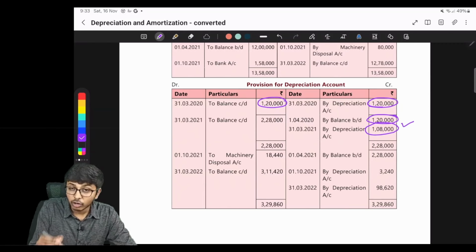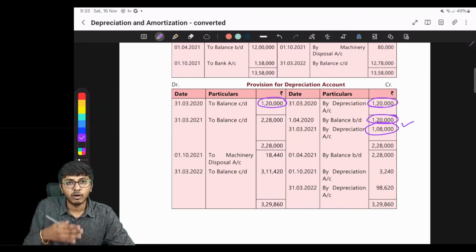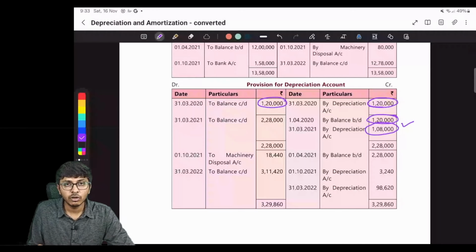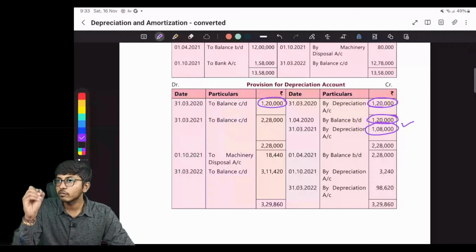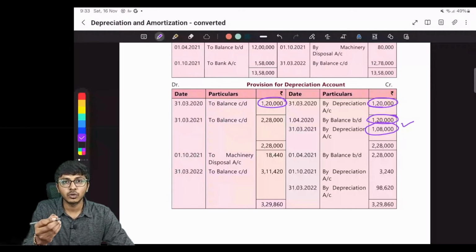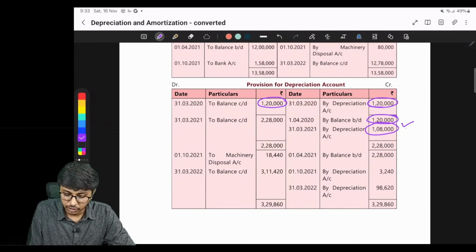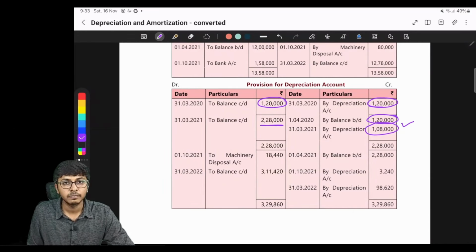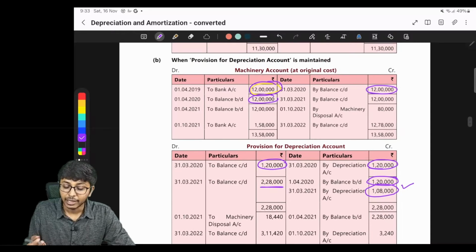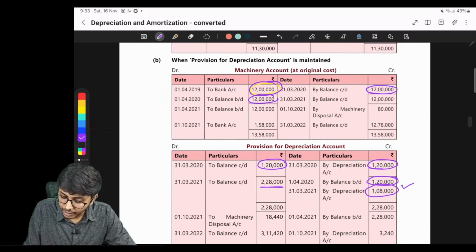All this you have to calculate separately. I'm not doing it here. Of course, this is a revision video. If this was a full-fledged class, I would have prepared the working note and shown you. So this 1 lakh 8,000. What is the balance of my depreciation? That is 2 lakh 28,000. Did you get it? But my asset balance will be 12 lakhs only.